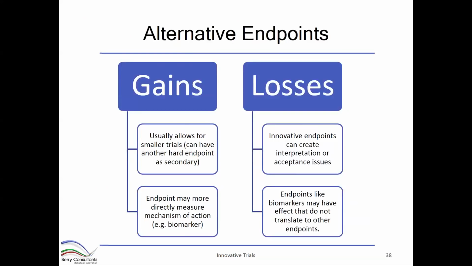The downside here is the notion that an innovative endpoint can create interpretation or acceptance issues. If you change from a standard endpoint and you get a successful trial, people may go, well, what am I supposed to make of that? Is that necessarily a good thing or not? And also endpoints like biomarkers may not have an effect that translates into something clinical. So you always want to be careful about making a decision on an endpoint and then being overly confident that that's going to translate into a broader trial.